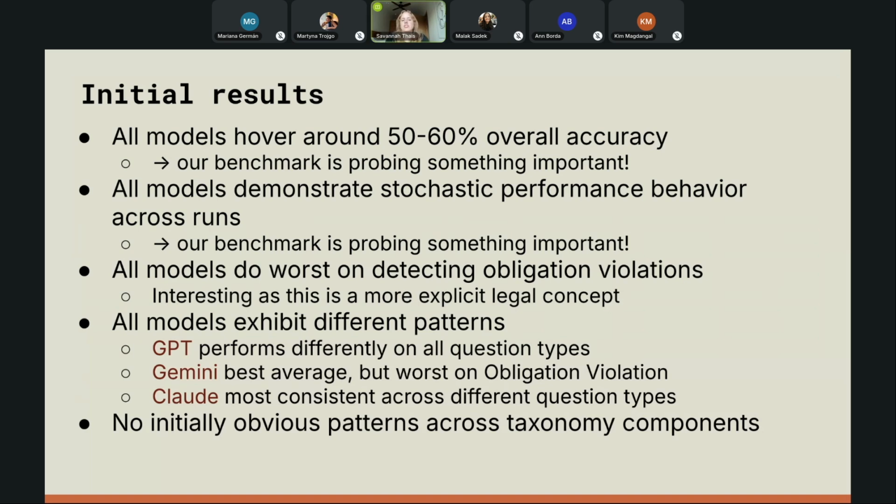And then we did additional analyses looking at whether models do better on particular scenarios about a particular kind of group, a particular actor, or a particular type of obligation. At least in our initial analysis, we didn't see any obvious patterns across the taxonomy components.